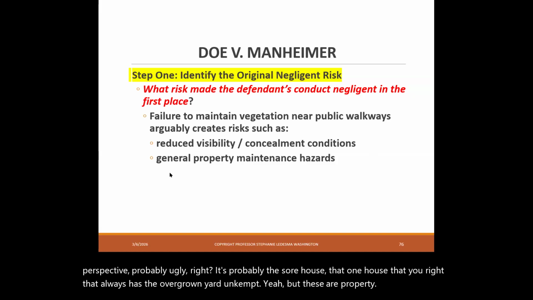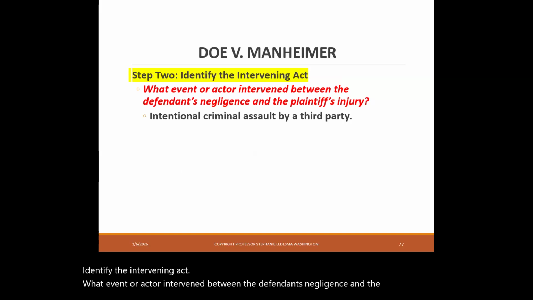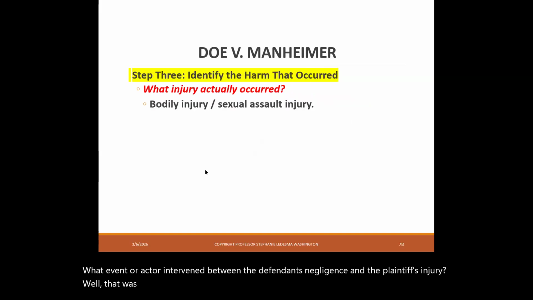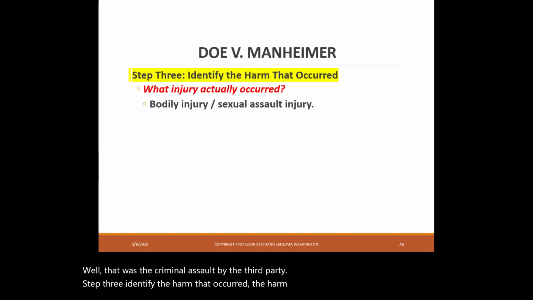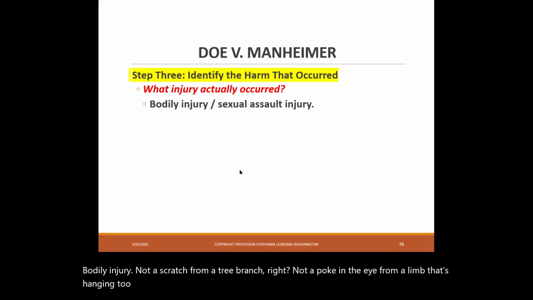Step number 2, identify the intervening act. What event or actor intervened between the defendant's negligence and the plaintiff's injury? Well, that was the criminal assault by the third party. Step 3, identify the harm that occurred. The harm that occurred was severe bodily injury, not a scratch from a tree branch, right? Not a poke in the eye from a limb that's hanging too low, but severe bodily injury in the sexual assault.